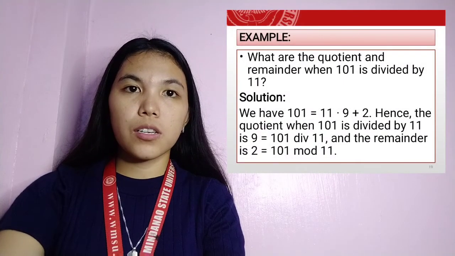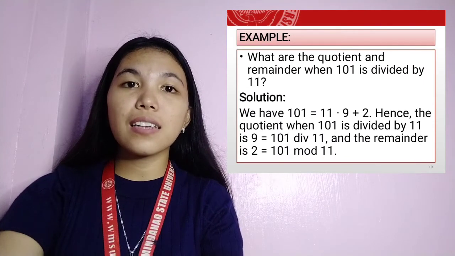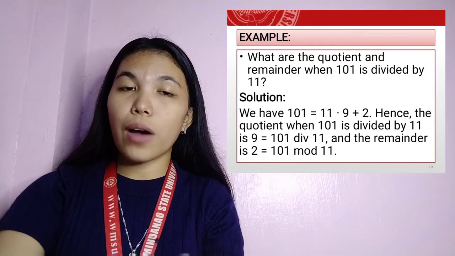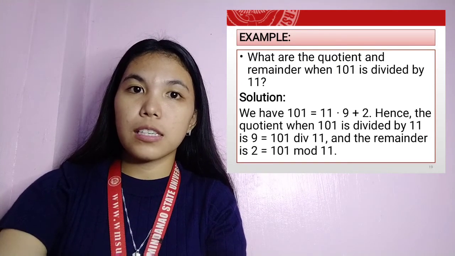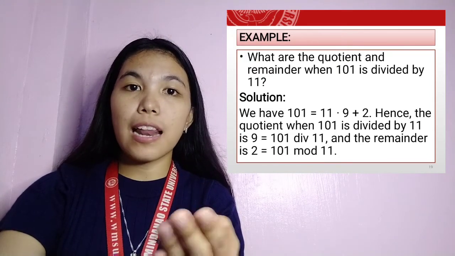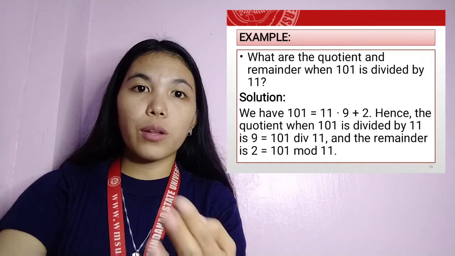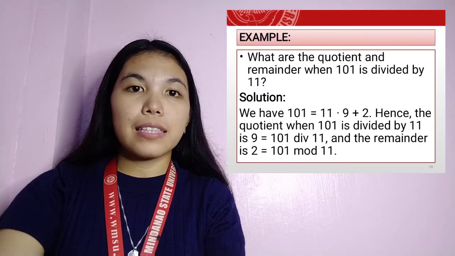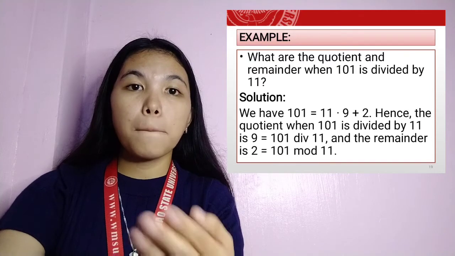So we have an example. What are the quotient and remainder when 101 is divided by 11? We have 101 equals 11 times 9 plus 2. So 101 divided by 11 results in 9, remainder 2. Hence, the quotient when 101 is divided by 11 is 9, which equals 101 div 11, and the remainder is 2, which equals 101 mod 11.